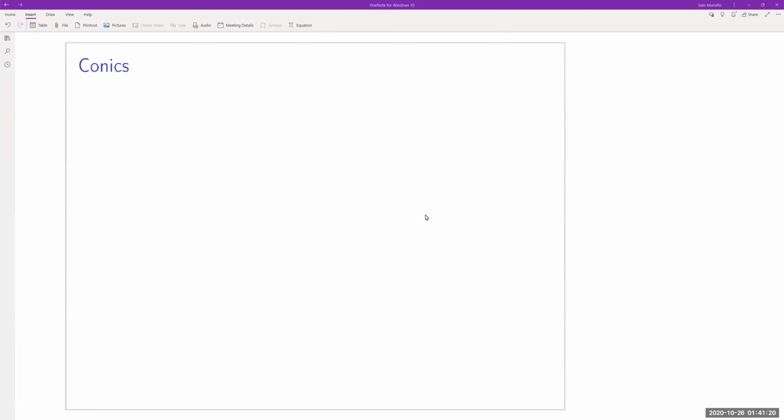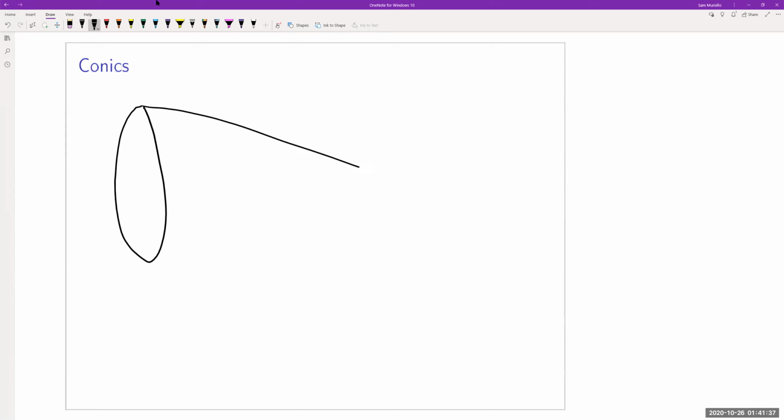Hello, welcome back. Today, we're going to take a look at Chapter 7, which involves conics. Now, there's a couple sections here, but they're all very similar, so we're going to go through them all at once here. And the idea is that what we're looking at is what is called conic sections.